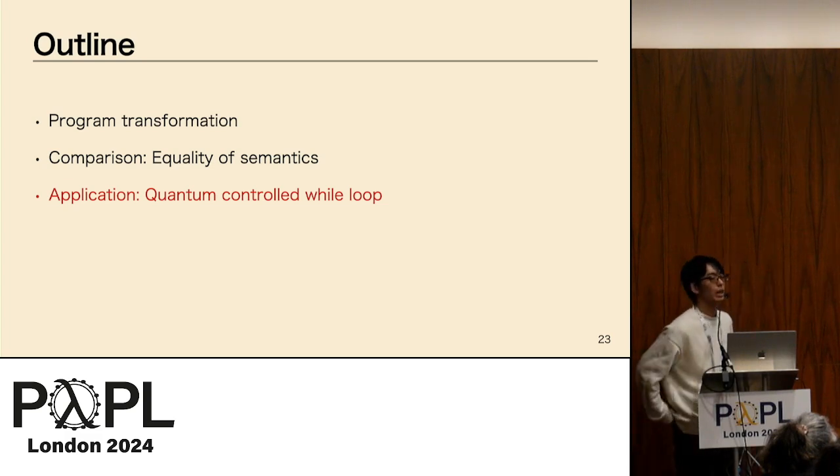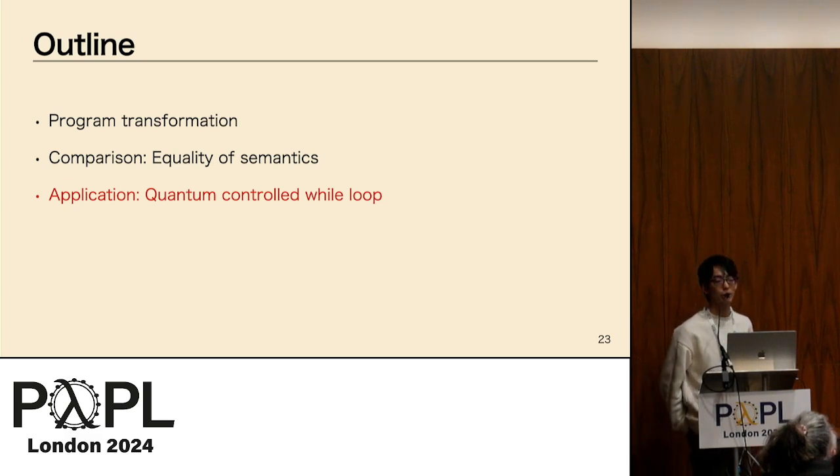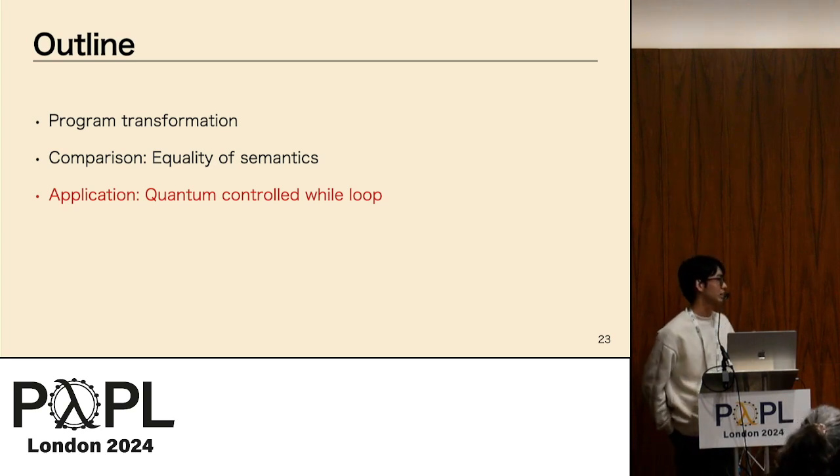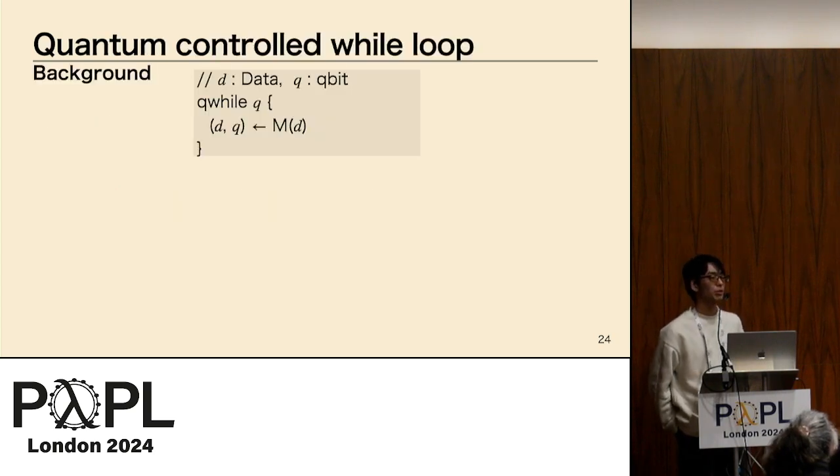So finally, let me explain how we can apply our technique to the semantics of the quantum control while loop. A quantum control while loop is a program which looks like this. We have two qubits and a quantum while controlled by a qubit. And M is a program which updates the D and Q.